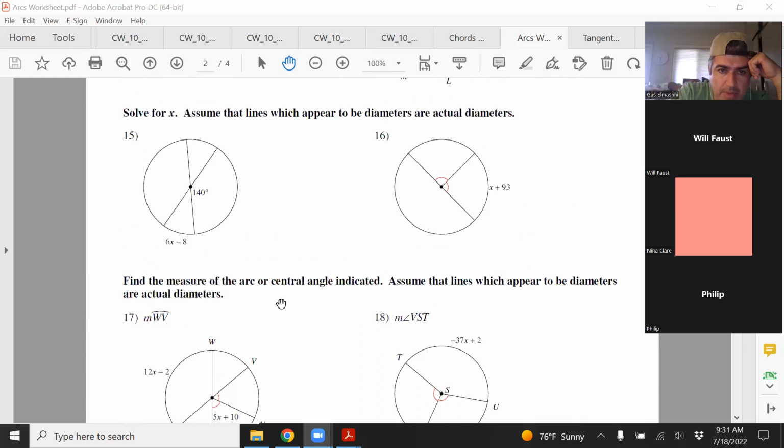And then these fun ones with variables. If that's 140, that's 40, because again, that forms a linear pair. So 6x minus 8 must equal 40. I trust you guys can solve that just fine. These are the same, and that's a diameter. So this has to be 90 degrees. So 90 equals x plus 93.